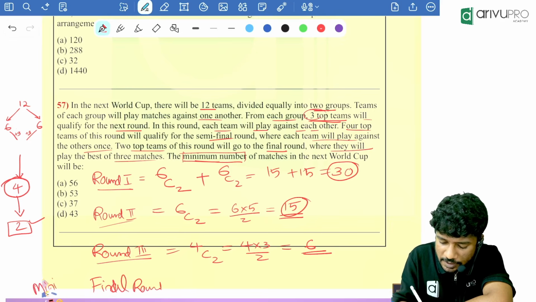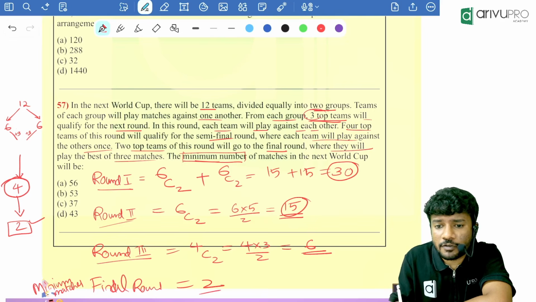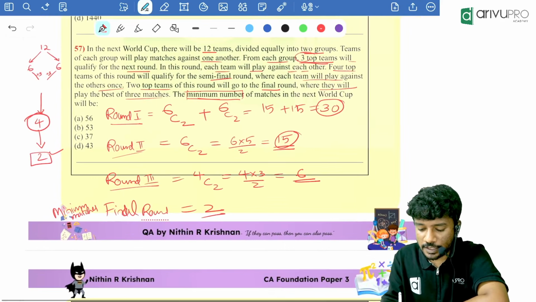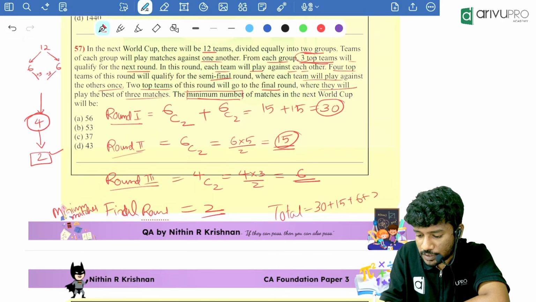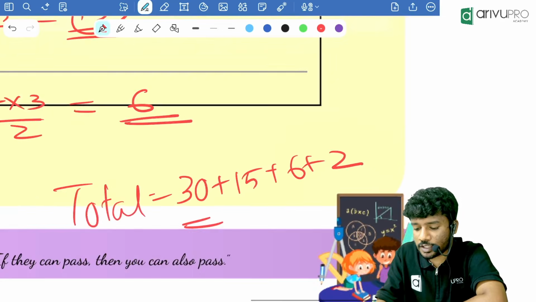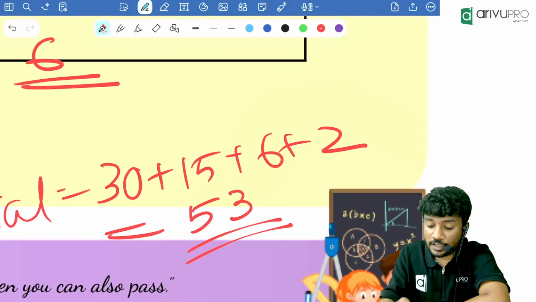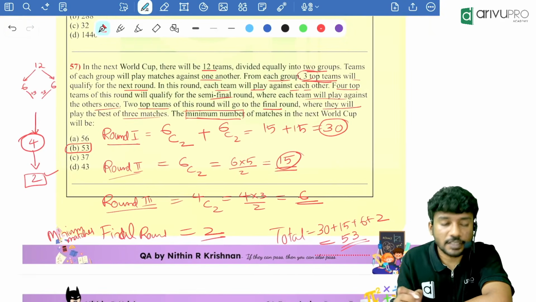Then in the final round, what is happening? Minimum number of matches are played, right? I already told you, the minimum number of matches played in the final is 2. That means total is equal to 30 plus 15 plus 6 plus 2. How many matches are there in total? 53 matches are there in total. So which option is the answer? Option B is the answer.